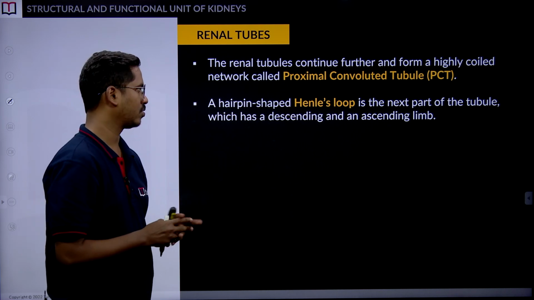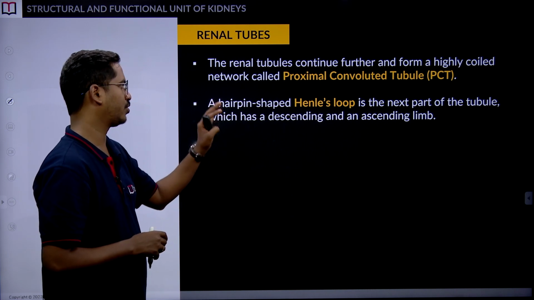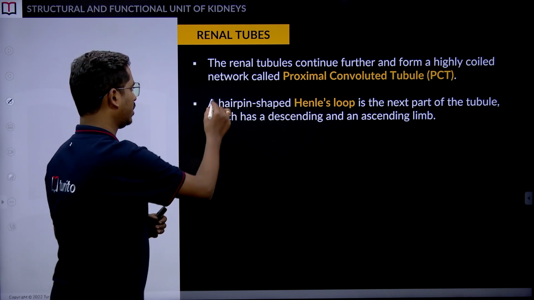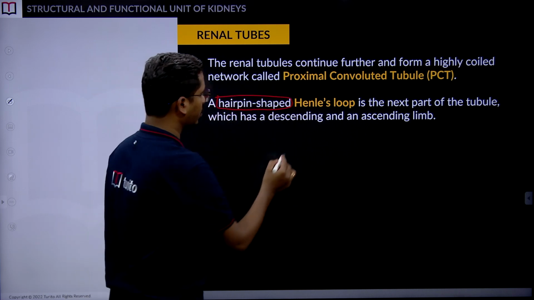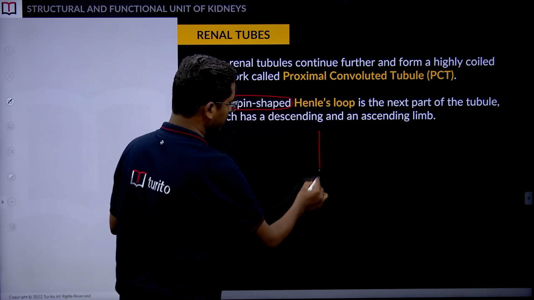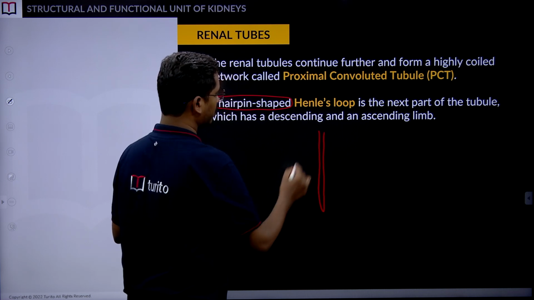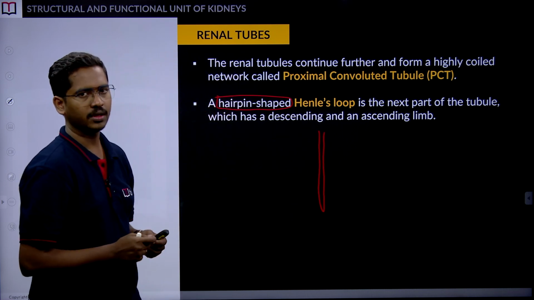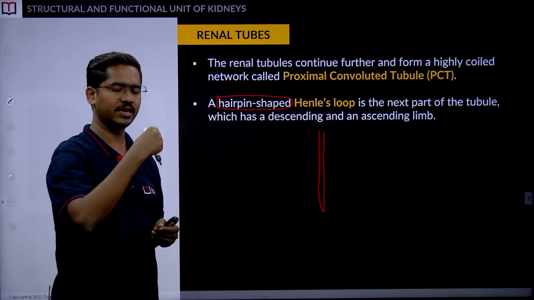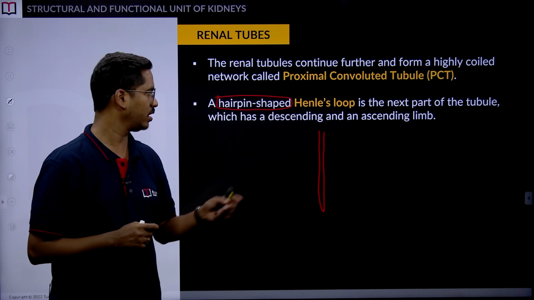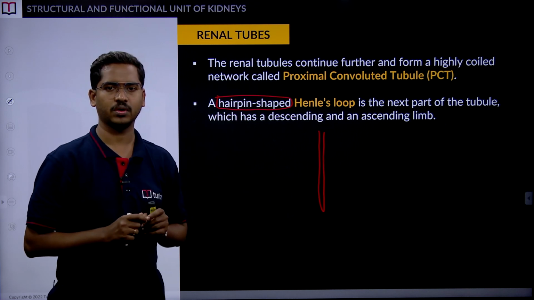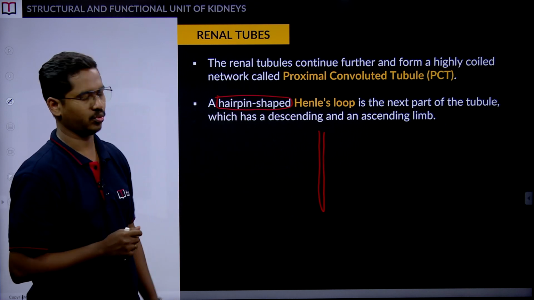Okay. So, we see the proximal convoluted tubule, a hairpin shaped Henle's loop. When it is mentioned here as hairpin shaped, it is quite clear that the structure is very closely associated, that is the descending limb and the ascending limb are very closely associated. That is why it is referred to here as a hairpin shaped loop.